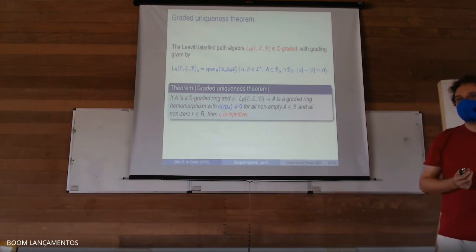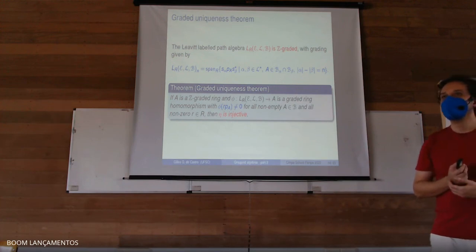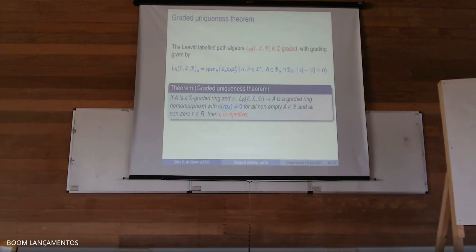Sorry, a very quick question, because I'm curious about this graded uniqueness theorem. Since a Z-graded algebra is essentially a comodule over the group algebra, is this related to the Heinemann-Wheeler theorem, which says that a morphism of graded objects is injective if it is injective on the component of degree 0?